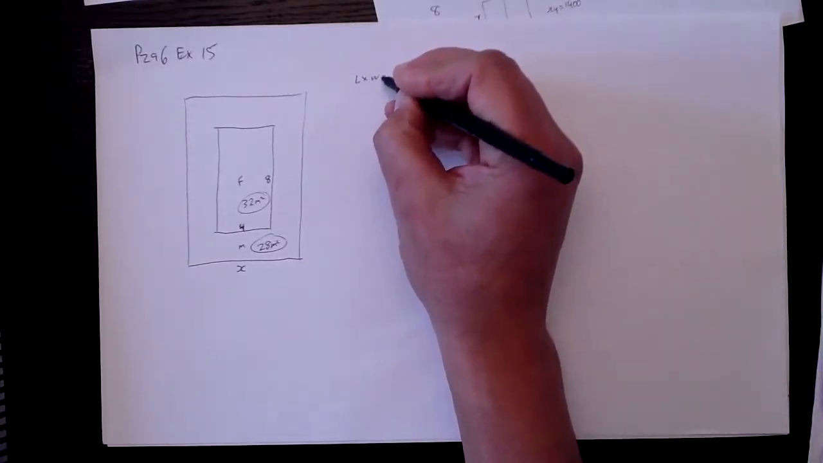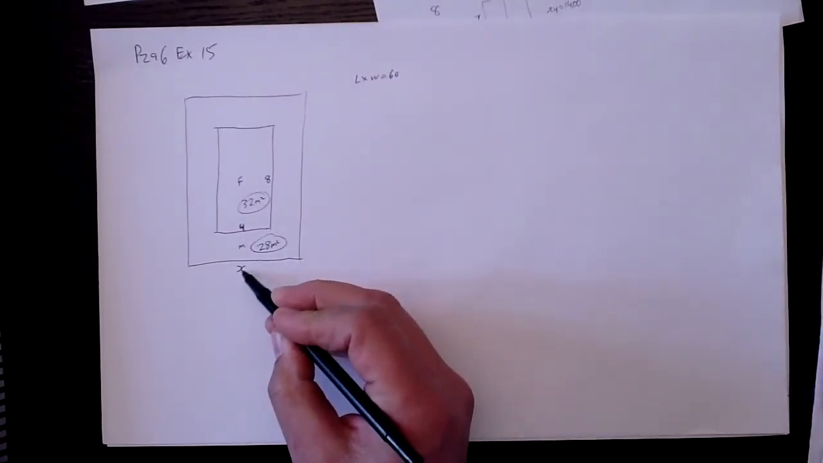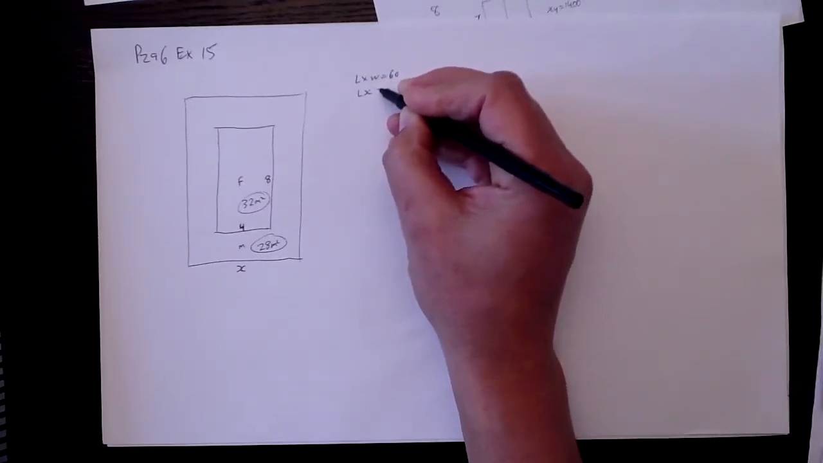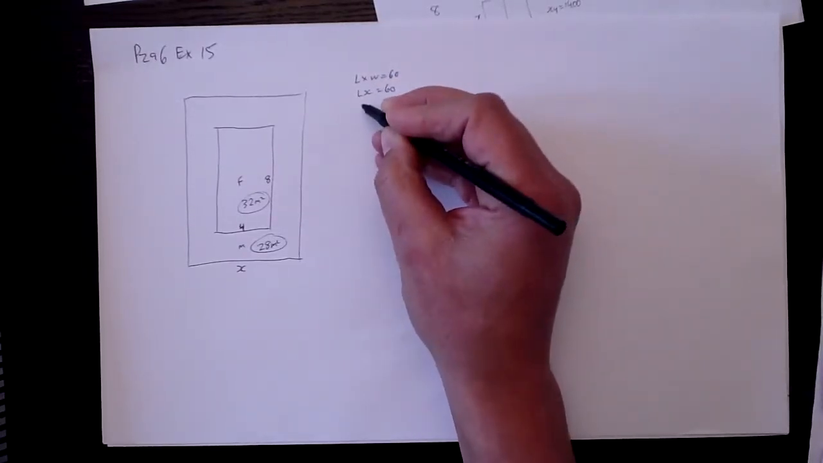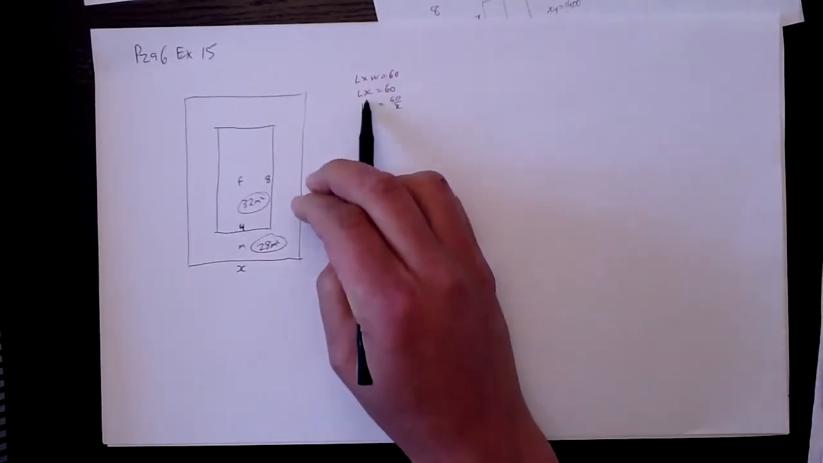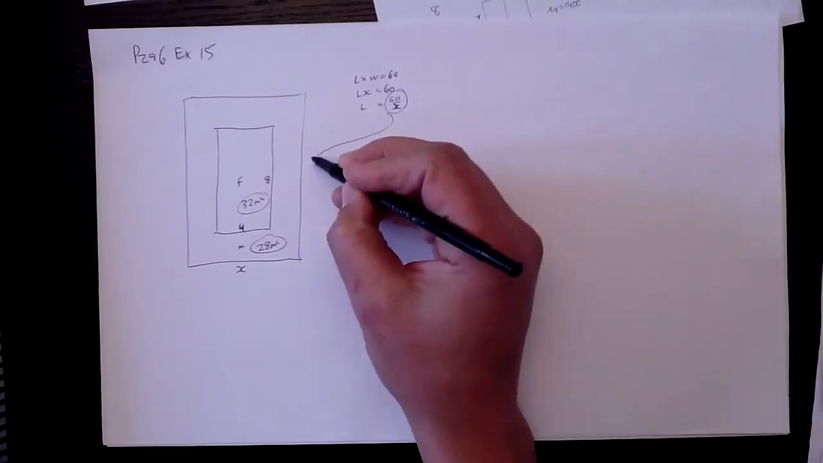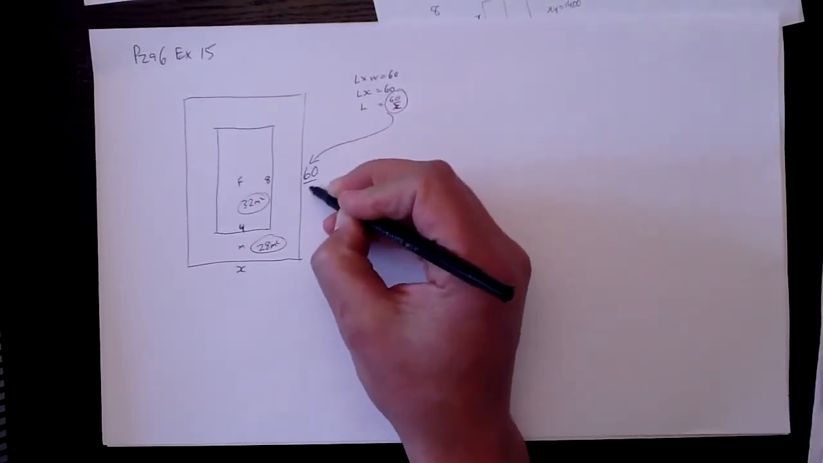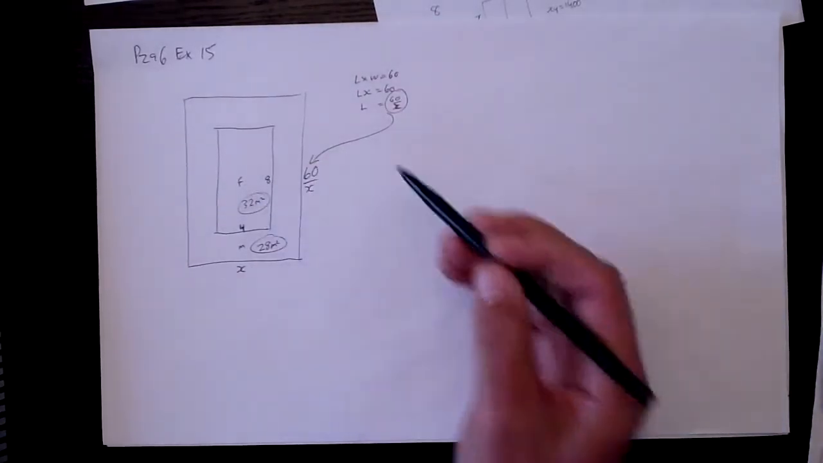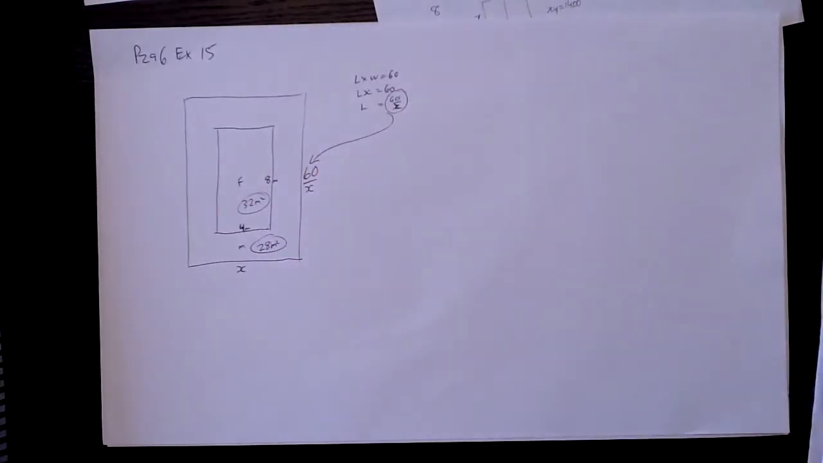So length times width equals 60. I'm calling width x, so length times x equals 60. So length equals 60 over x. I'm just dividing both sides by x. So the length is 60 over x, and that's what I can call this. So now I know my length and my width, and I know a bunch of measurements here. That's in meters, and this is meters too.